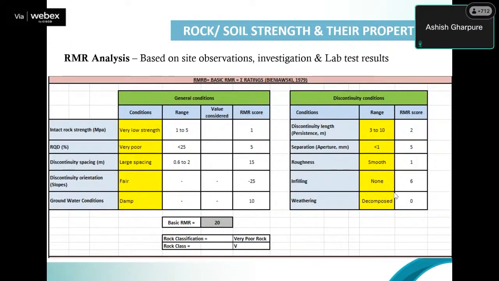We do RMR analysis, something similar to what you do for a tunnel, but this is to get some basic RMR and then use this data to get equivalent properties in the Mohr-Coulomb way, that is, equivalent cohesion and friction angle, through the Geological Strength Index. Next, please.